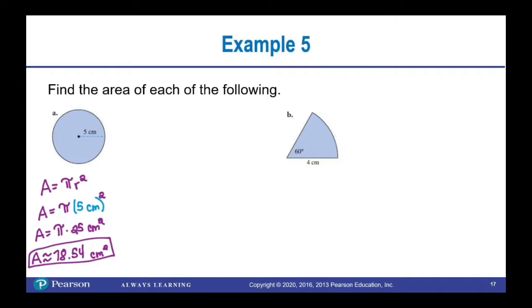Notice I used the wavy lines between the area and the 78.54. These wavy lines represent approximately.